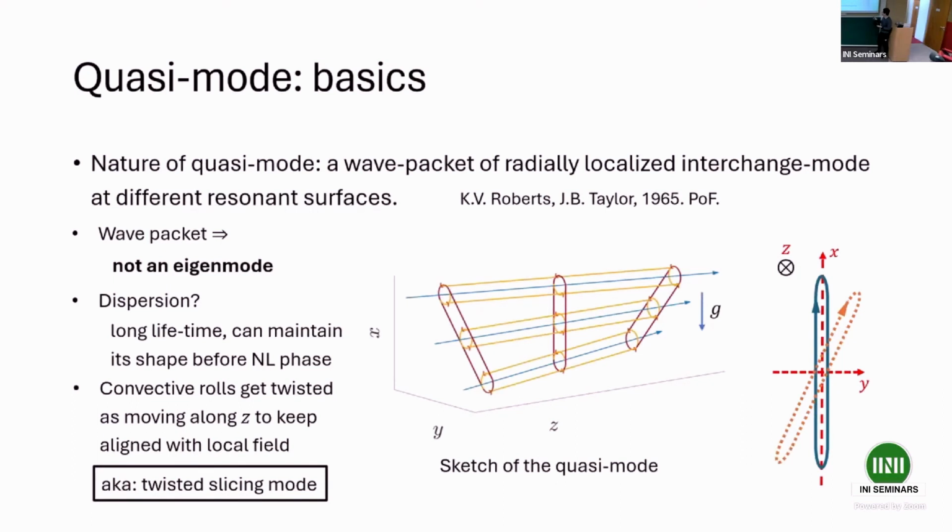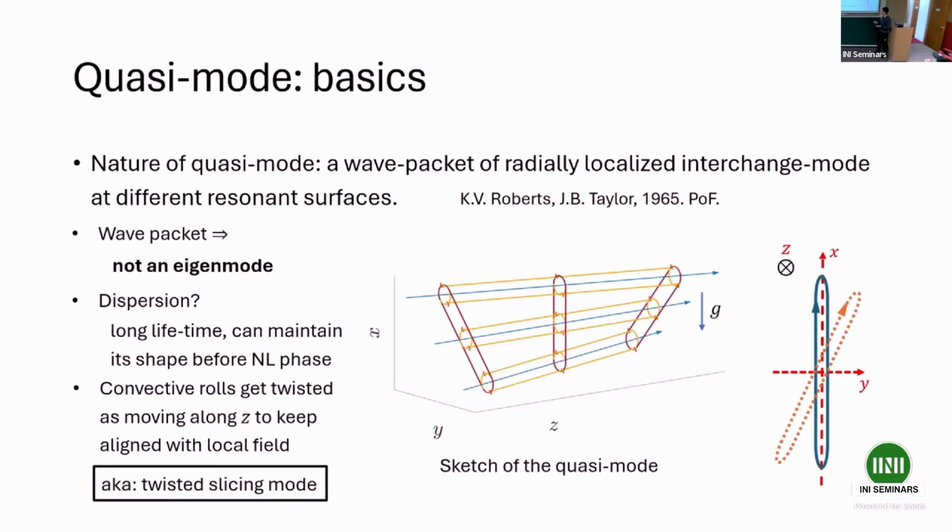The yellow columns in this direction are the plasma filaments, and this is the convective cell of the resistive interchange mode. The red envelope curve is the convective cell of the quasi-mode. As we can see, it's very broad in the vertical direction, so it's efficient for mixing. As indicated by its name, it's a wave packet, which means it's not an eigenmode, right?